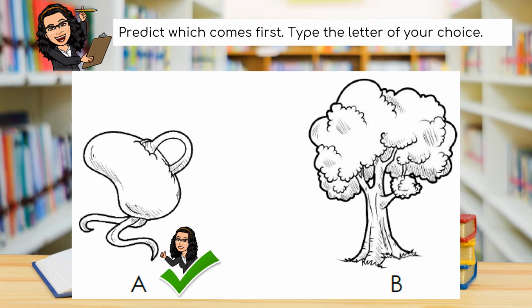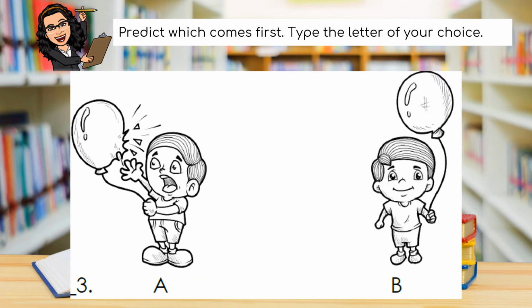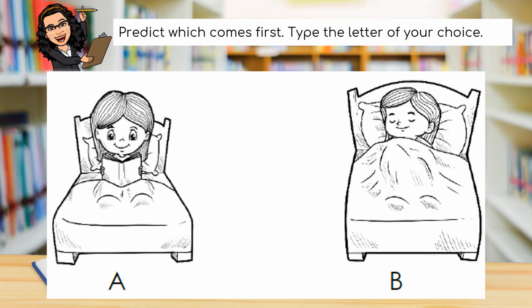Correct. The seed comes first. Which comes first, picture A or picture B? The correct answer is picture B. Which comes first during bedtime, A or B? The correct answer is A.